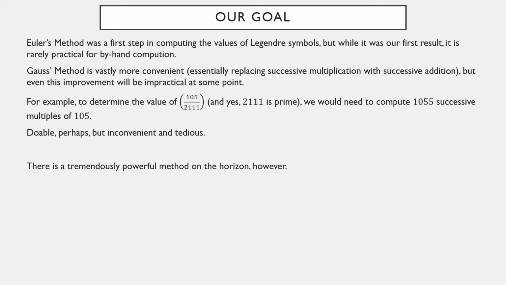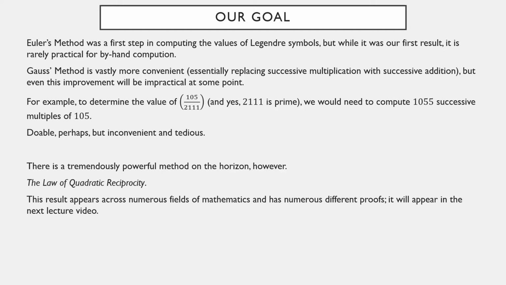But on the horizon, there's a very powerful technique that we're working towards, called the Law of Quadratic Reciprocity. That's a result that appears across numerous fields of math, and correspondingly there are many different ways to prove it. For example, there are some wonderfully elegant proofs involving abstract algebra. Now, the proof of this will appear in the next video.